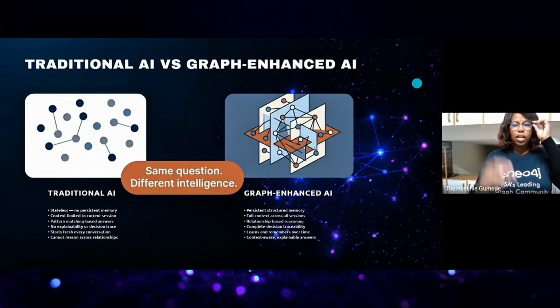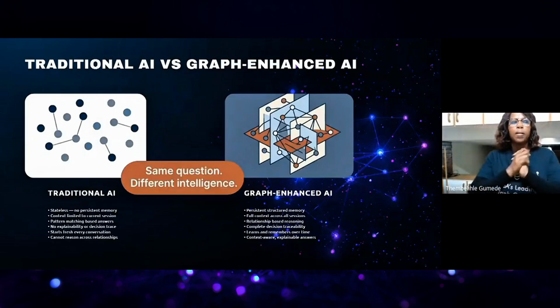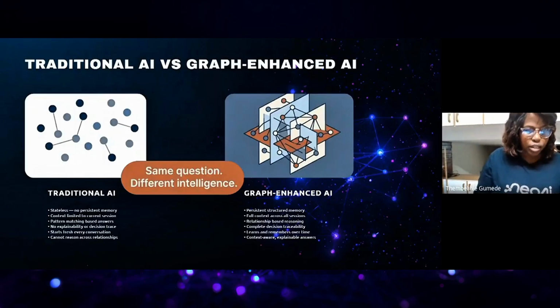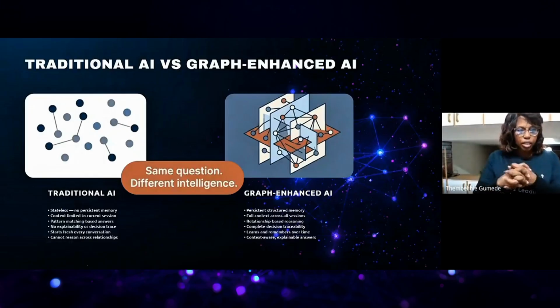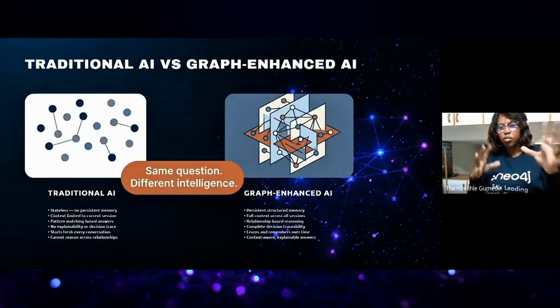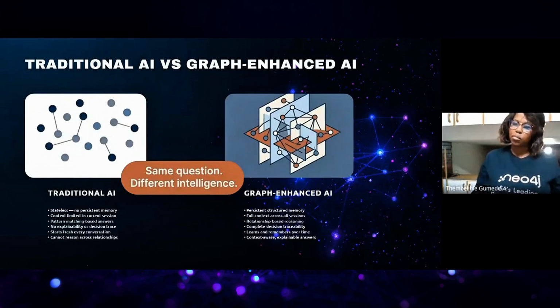Okay, so what are the fundamental differences between traditional AI and graph enhanced AI? So traditional AI is stateless, which means it doesn't have a persistent memory. The context is limited, and it starts off fresh for every conversation. So you're starting from point A every time.